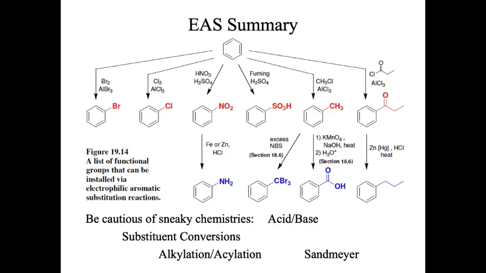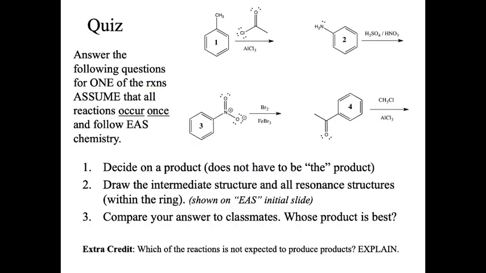Woohoo! And you know what's exciting about that? Chapter 22 is done. Or 21, whatever it is. Yay! So there's our big summary of all of our reactions, or most of them. I didn't include the Sandmeyer up there. Be cautious of your sneaky undersided chemistry: acid-base reactions, substituent conversions, alkylations, acylations. Those were the kind of red flag systems that you could encounter. Make sense?